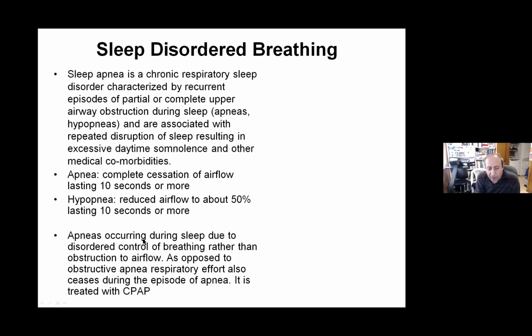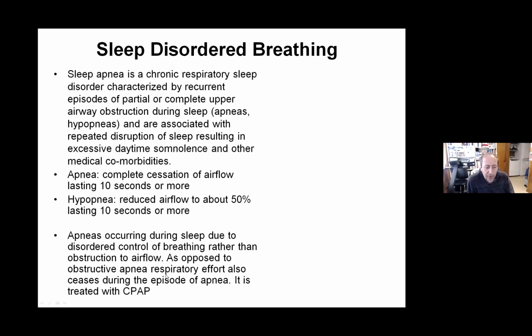Apnea occurs during sleep due to disordered control of breathing rather than control of airflow. It could be some mechanical obstruction in the nose or throat, or it could be something inside the brain stem that's not causing regular modulation of breathing.